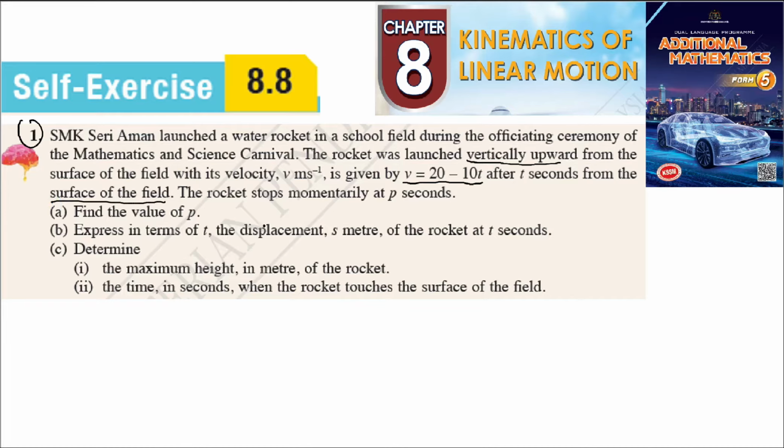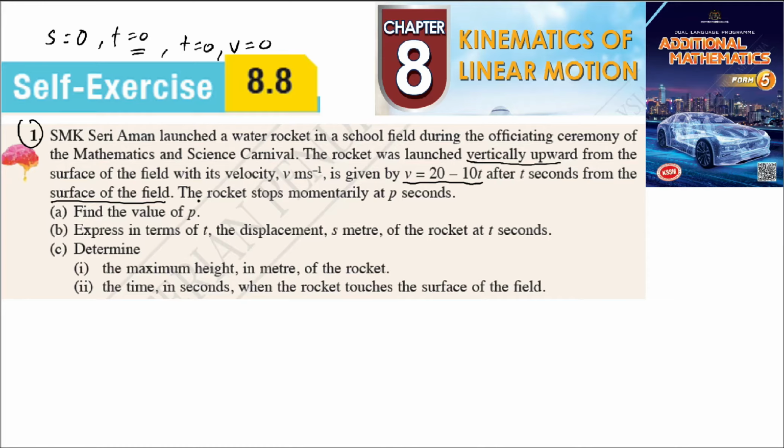So we know that here we are talking about velocity and displacement. When we are talking about displacement, S is equal to zero, because it launches from the surface of the field, and it's going up. So when T is equal to zero, S is equal to zero. And for the velocity, when T is equal to zero, V is equal to zero.